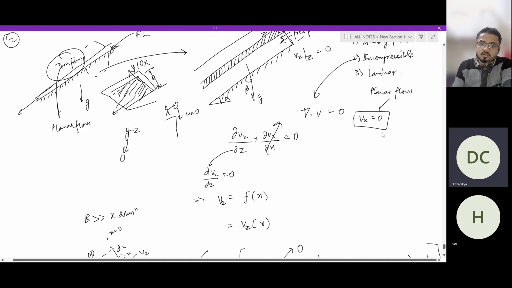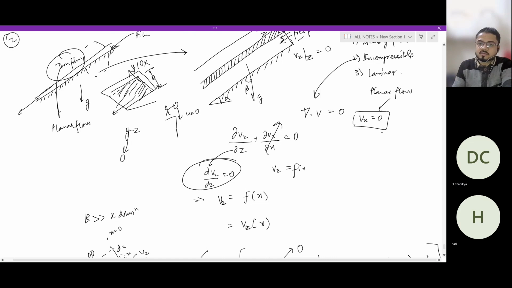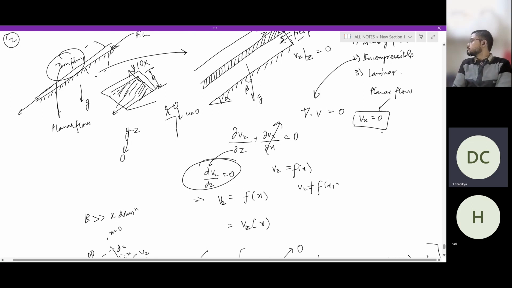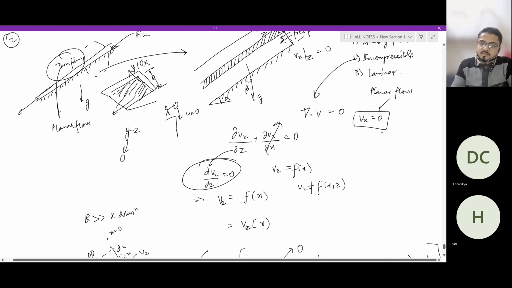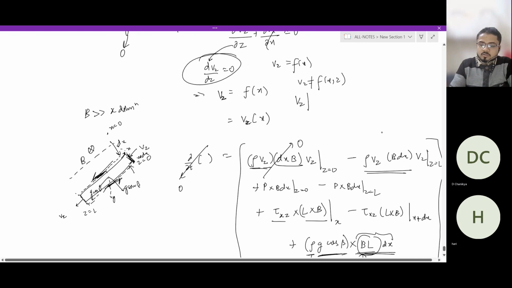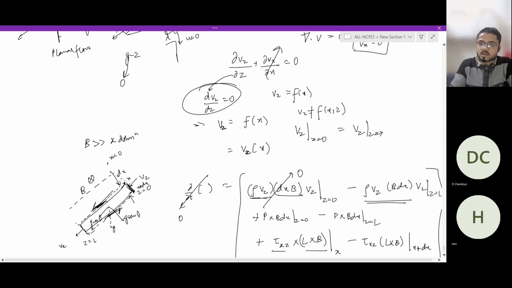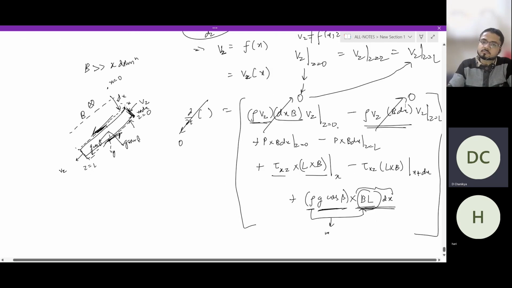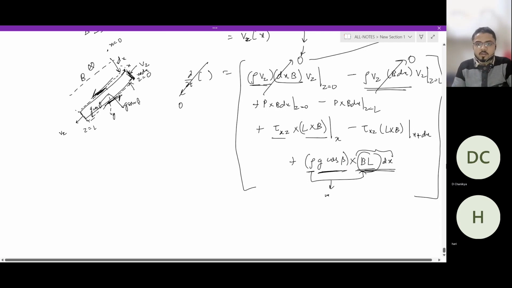From this condition, we know that Vz is equal to only f of x. Vz is not a function of x comma z. So this implies that Vz at z equals 0 is equal to Vz at z equals z, which is equal to Vz at z equals L. What is Vz at z equals 0? That is 0. So that implies that Vz at z equals L is also 0. So this is also 0.